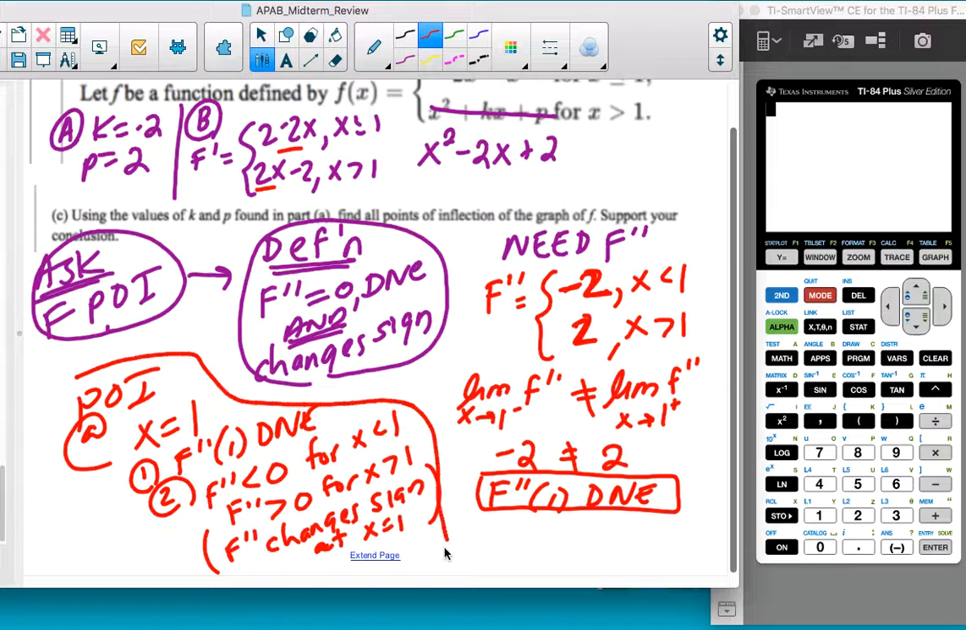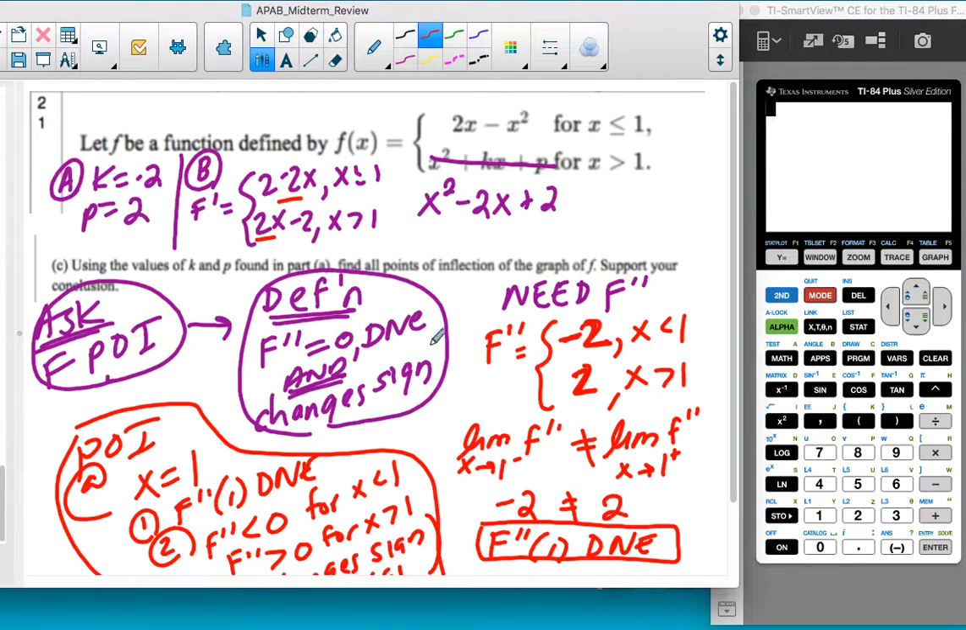So again, we need to spot what a point of inflection is, and then we need to go ahead and find that with the information we're given. But if you don't know what you're looking for, if you don't translate what you're asked into what it mathematically means, you're just going to find yourself kind of stumbling around and confused. And that's it.